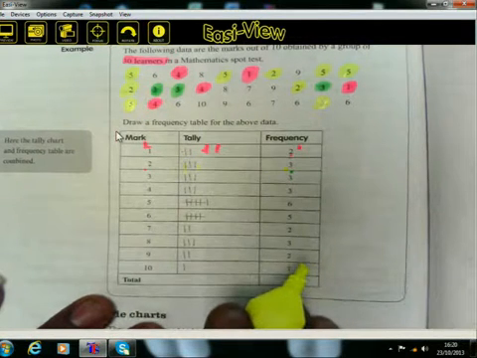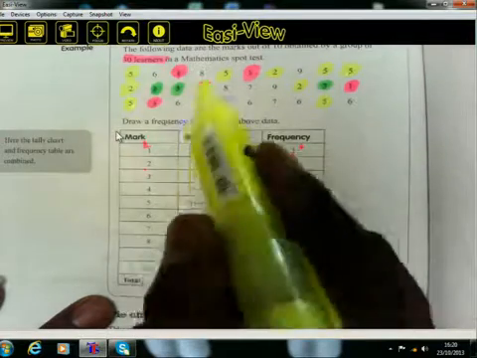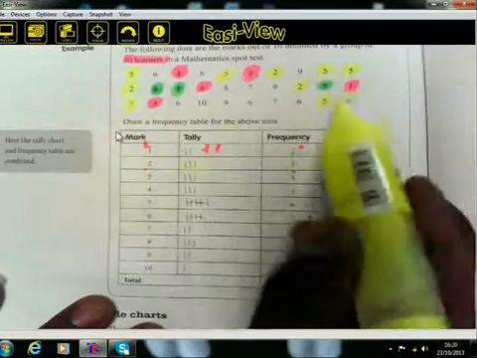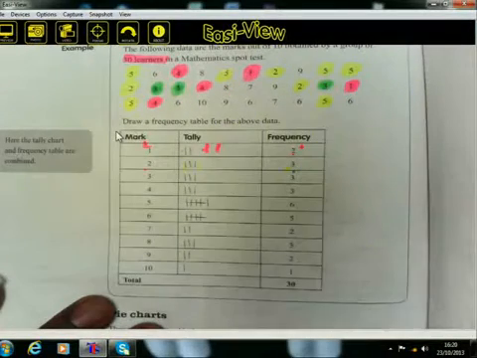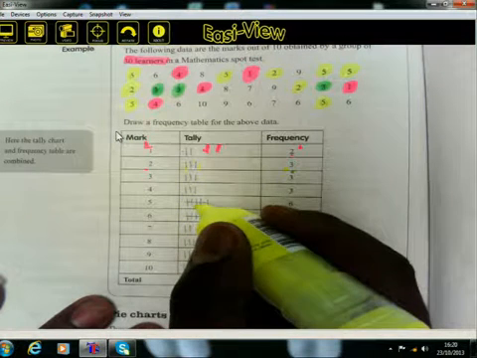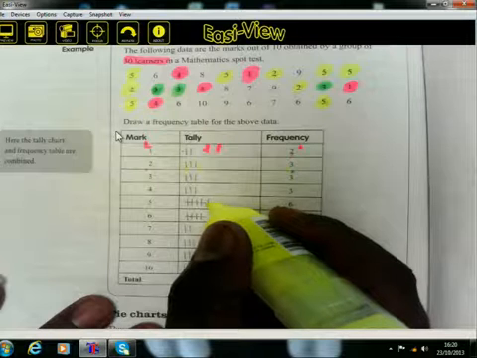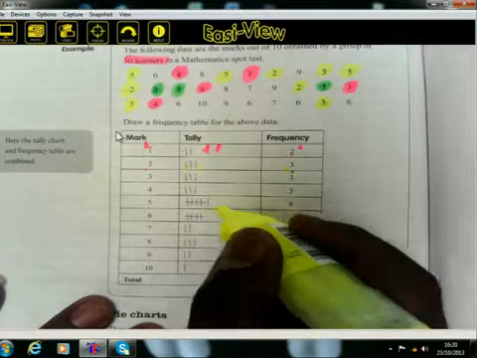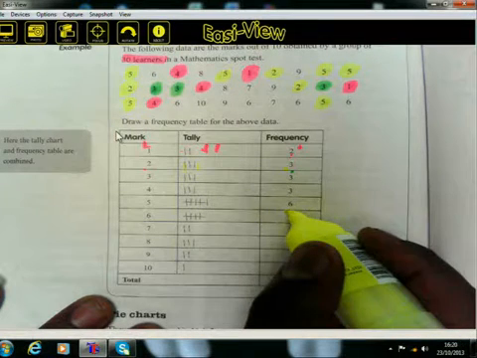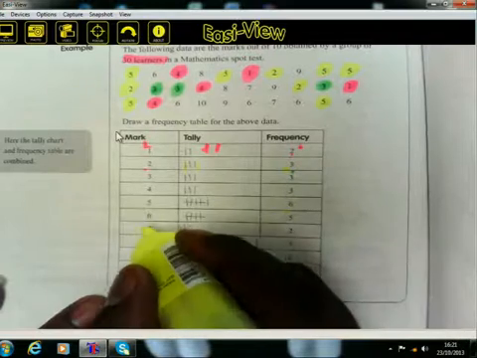Now it's 6. Let's count them. It's 1, 2, 3, 4, 5, 6. Now, how do you write it? It's 1, 2, 3, 4. When you go to number 5, you just scratch it, and then we know this one is 5, and then we start with 6. We put 1 there, it will be 6, and then on the frequency side, you write 6.